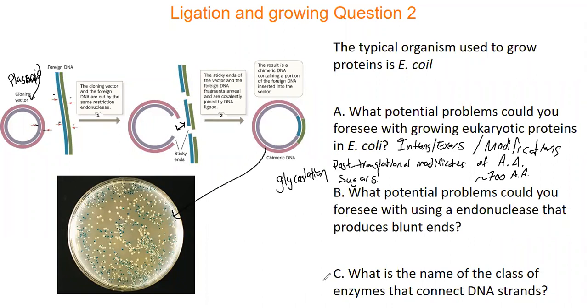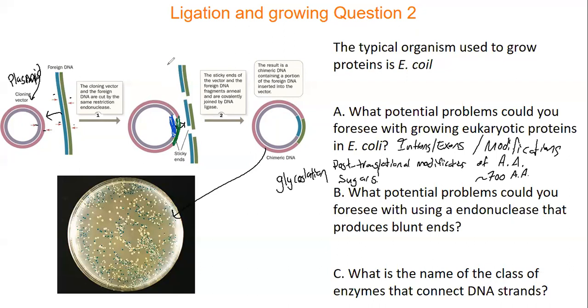For B, and I'm going to move it along here just so we don't fall too far behind. If I'm trying to put foreign DNA into my plasmid and I have a restriction endonuclease that makes blunt ends, what is the problem? Well, there are two problems. The first problem is that it could go in backwards. If you look at the middle picture, the way that this is supposed to work is that blue goes here and green goes here, the plasmid DNA and the foreign DNA. And now you have a complete plasmid.